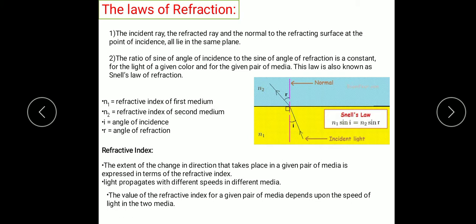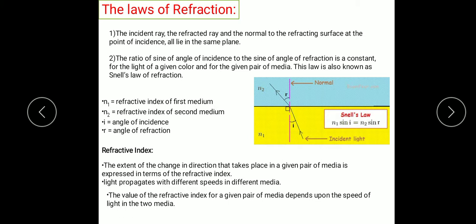And the second law is the ratio of the sine of the angle of incidence to the sine of the angle of refraction is constant for the given pair of media and a given color of light. This ratio is constant, that is sine i divided by sine r is equal to constant, and this constant is called the refractive index. It is usually denoted by the letter n. Now what is refractive index?